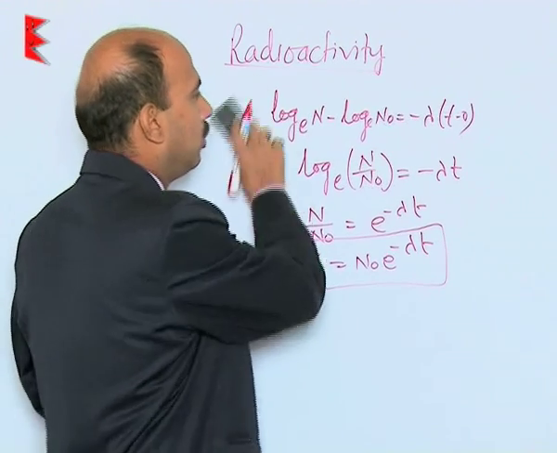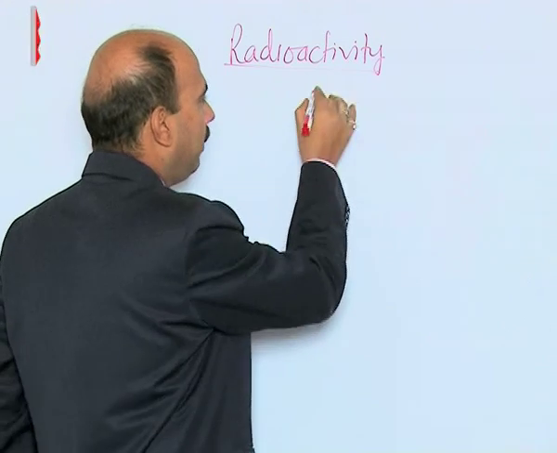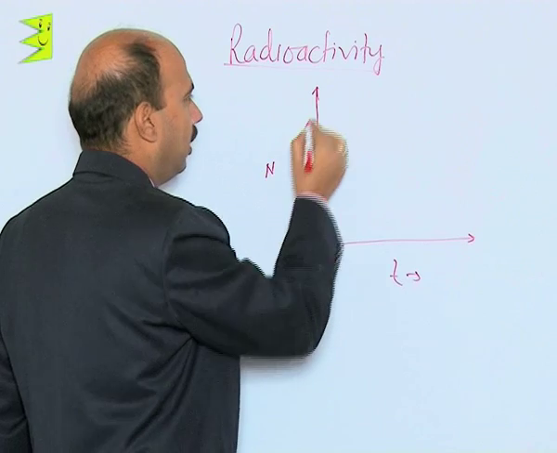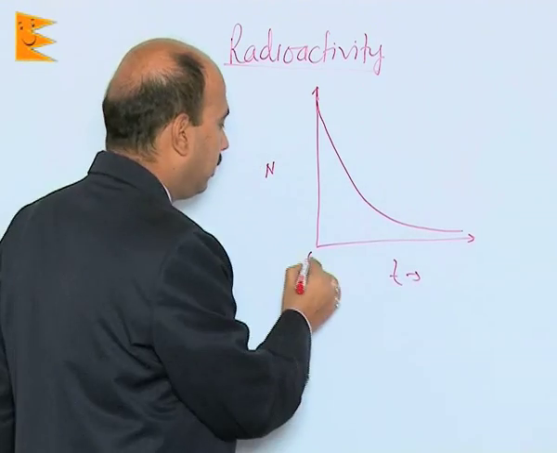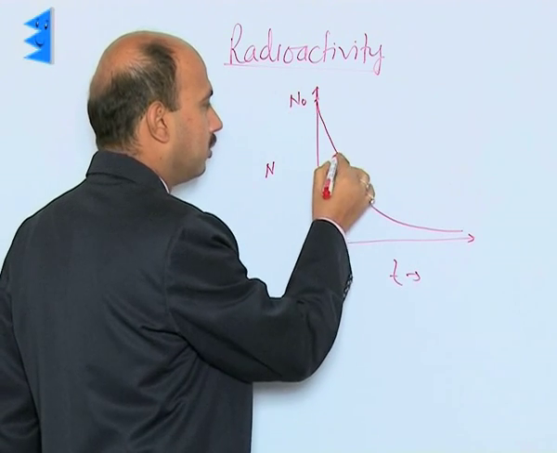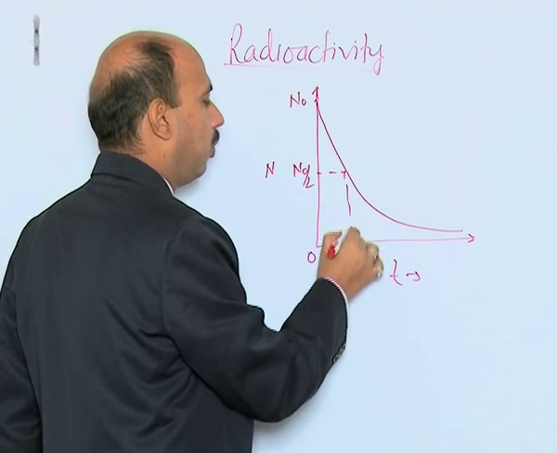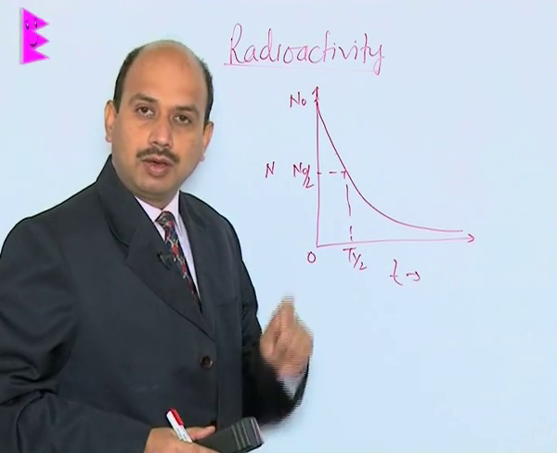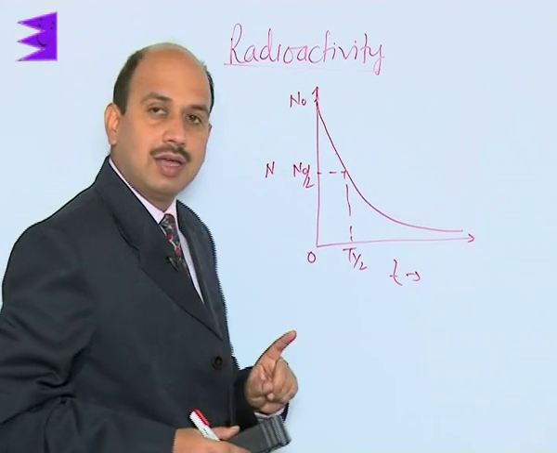We can also represent this with the help of a graph, and we will be getting it like this. If I take t here and N here, the graph comes like this. This is time 0, here there is N naught, and at the point where we take N naught by 2, the corresponding time will be t half, which is called the half life.